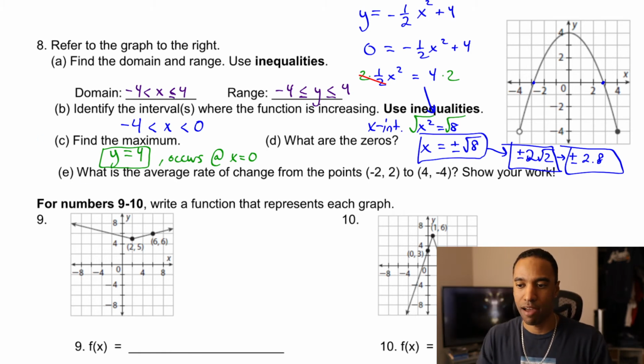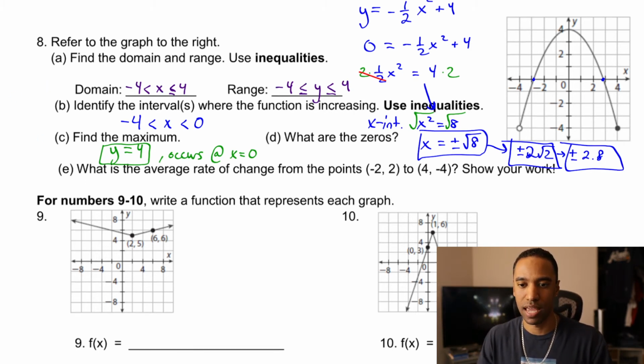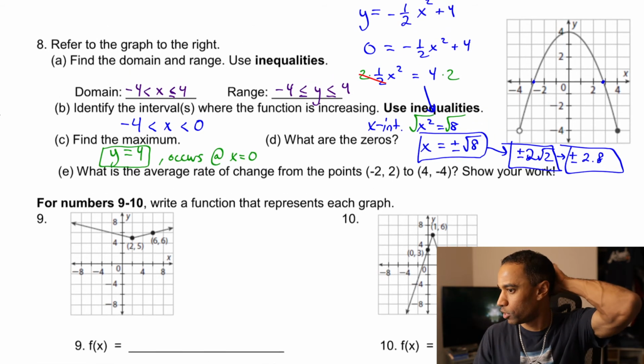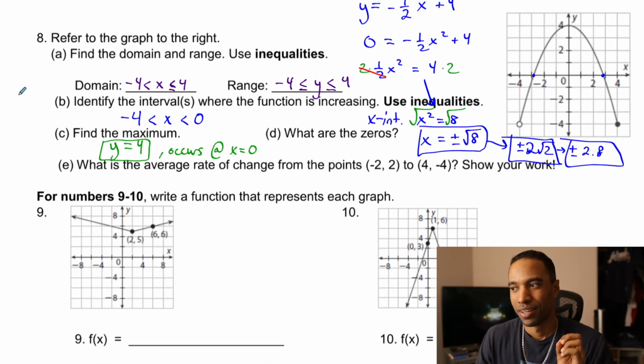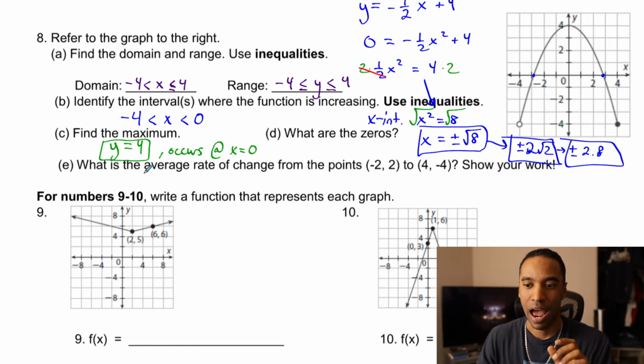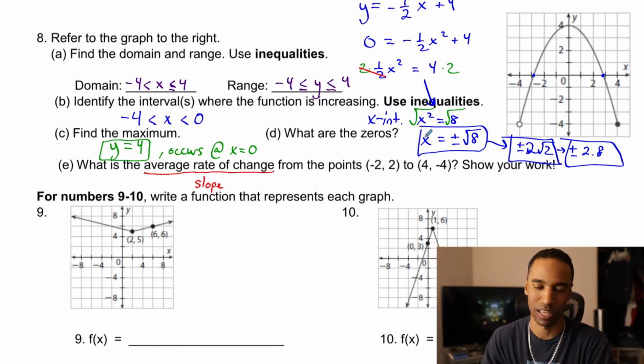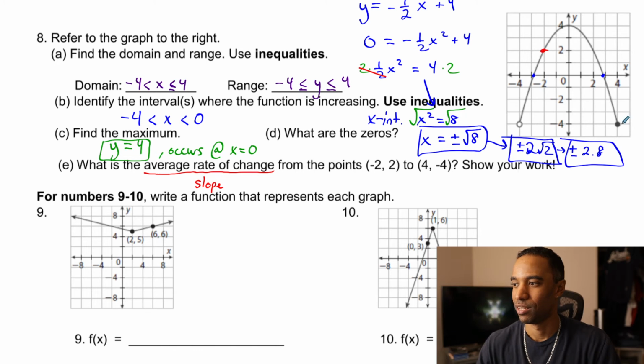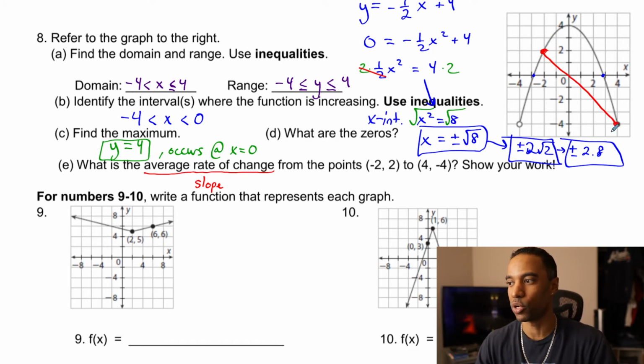Part E, what is the average rate of change from the points -2, 4 to -4? Show your work. I'm not saying they're trying to trick you, but don't let this thing trick you. See if you can make sense of this. Average rate of change means slope. They're asking what is the slope from -2 to 4, -4. That's what they're asking, and that's all you have to say. And you can use the graph to help yourself out.